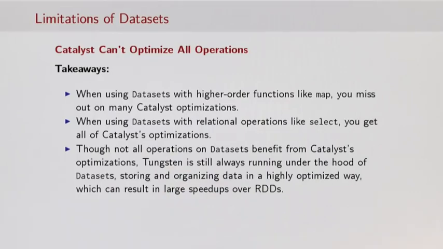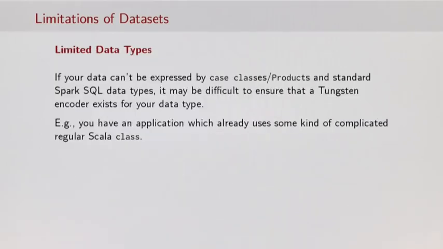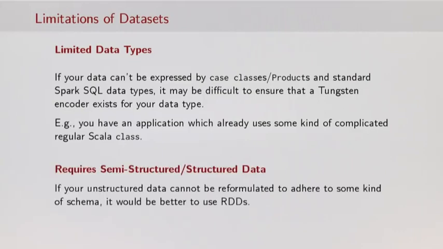And the two last limitations, which are also shared by data frames, are, first, that the number of data types is limited, so you end up having to express all of your data with case classes and these standard Spark SQL data types, these primitive data types. If you can't do that, then it might be difficult to ensure that there's a Tungsten encoder that exists for you. So this could also be a problem. You can't just put any data type ever into Spark.